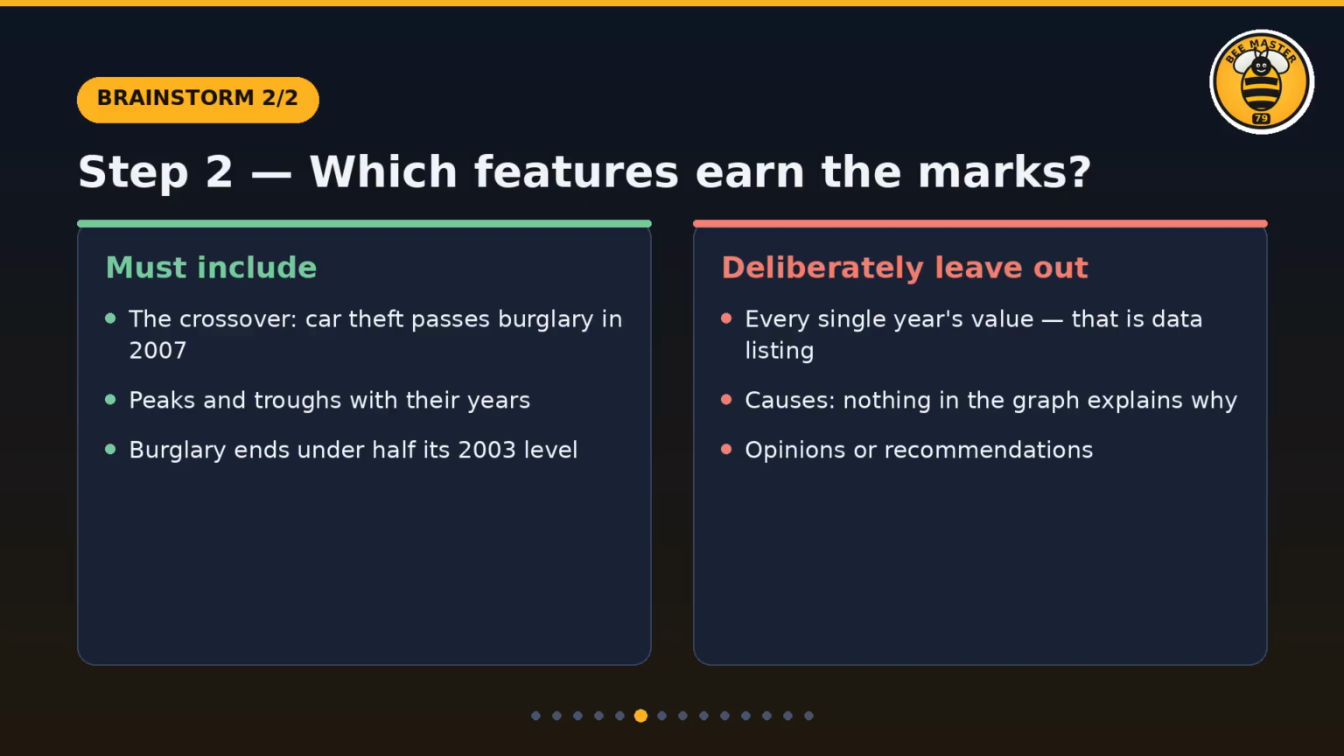Step 2. Decide which features actually earn marks. You must include the crossover, where car theft passes burglary in 2007 and becomes the most common crime. You must include the peaks and troughs with their years, and the fact that burglary finishes at well under half its starting level. Now the harder discipline. Deliberately leave out every single year's value because that is data listing and it is penalized. Leave out causes because nothing in the graph explains why crime fell. And leave out opinions and recommendations because Task 1 is a report, not an essay.